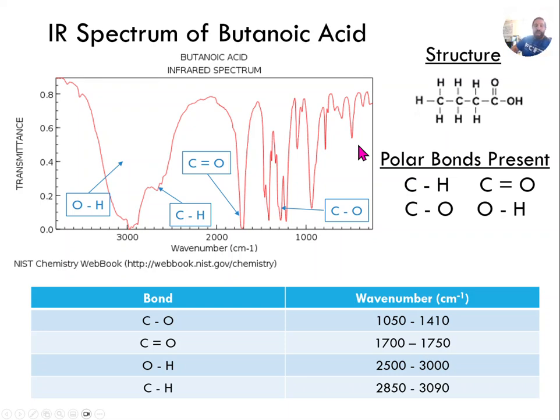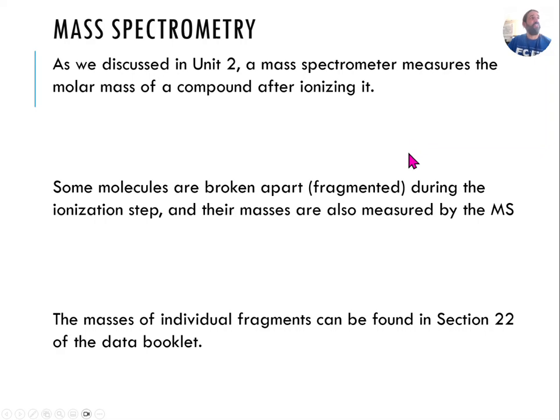So this is kind of backwards. Here we know which bonds are present, and we're comparing them to the IR. Normally what you'll do is use the IR to determine which bonds are present. All right, so next we have mass spectrometry.